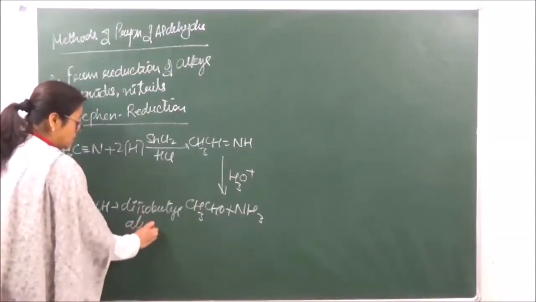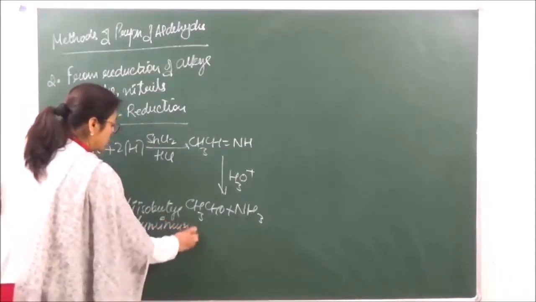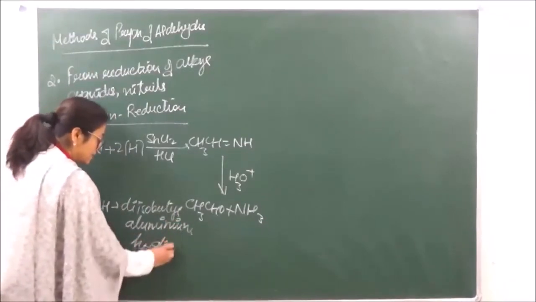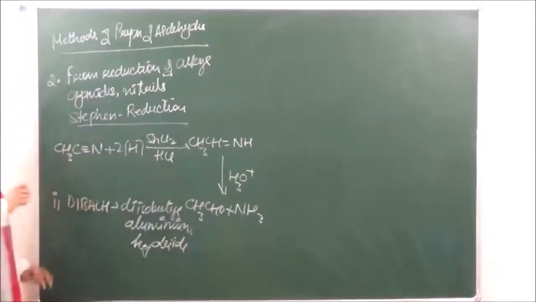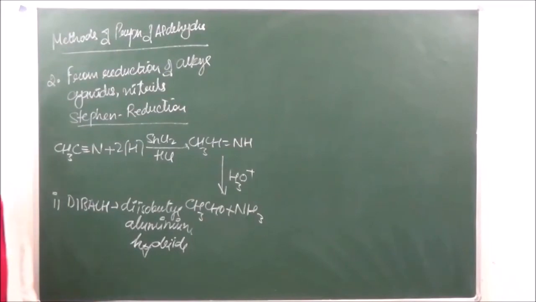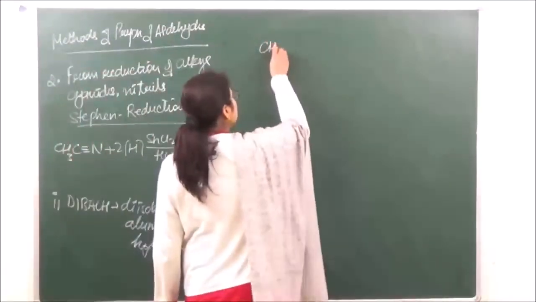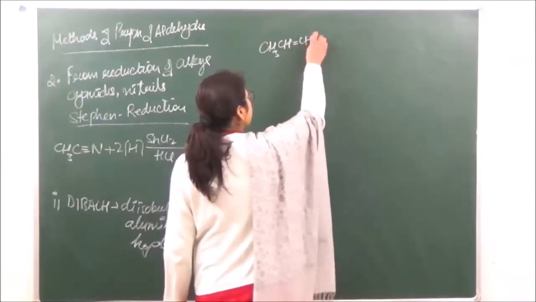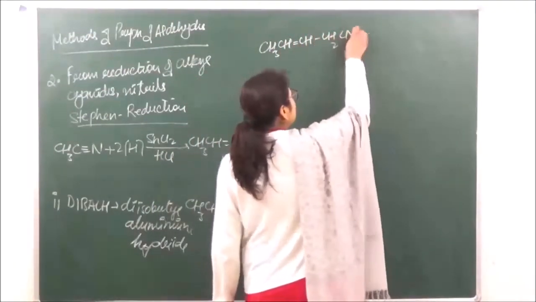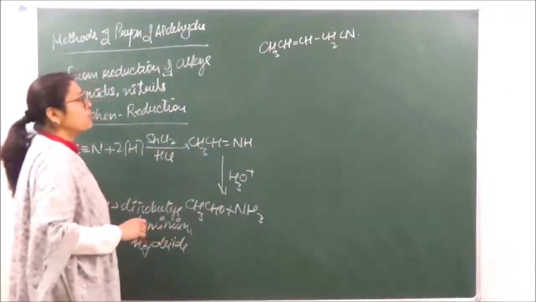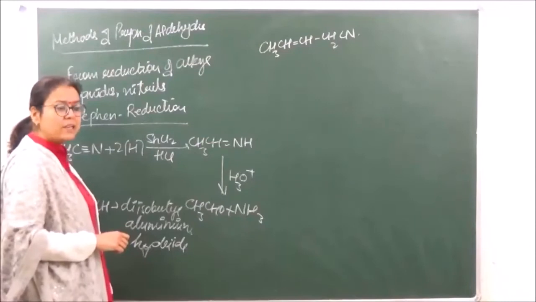Diisobutyl aluminium hydride. So if we are using DIBAL-H, the main advantage is that if there is a double bond present in the chain, that double bond is not going to be affected. For example, if we have CH3CH=CHCH2CN, this is pent-3-ene nitrile.